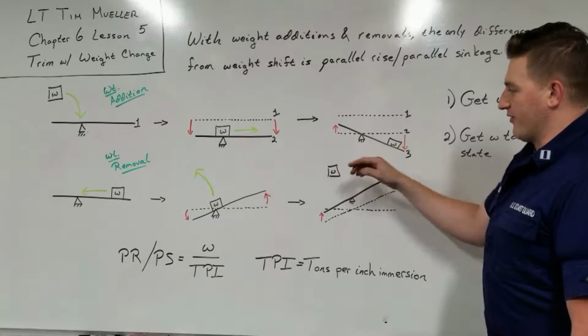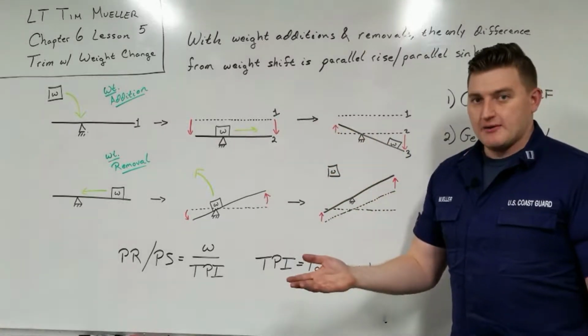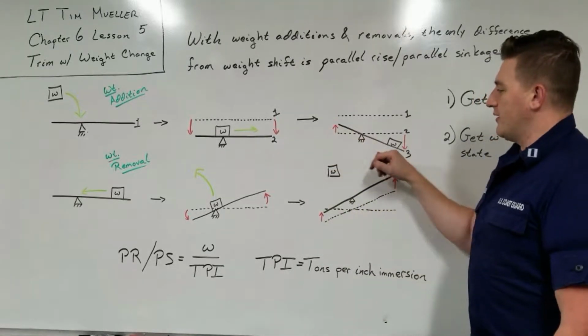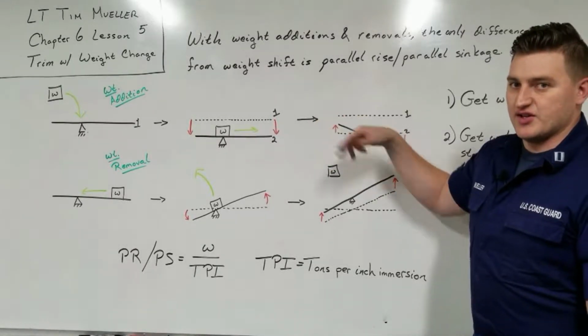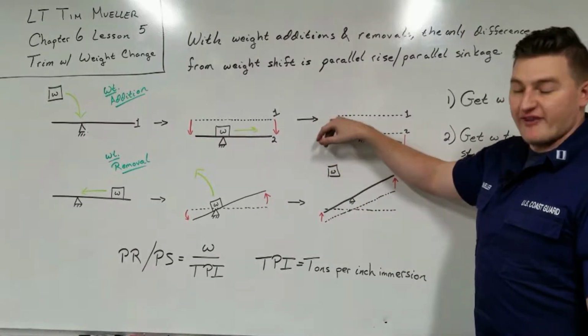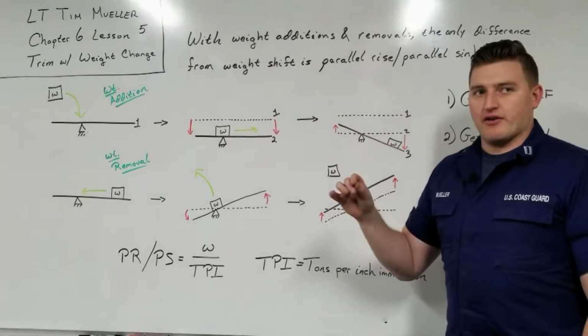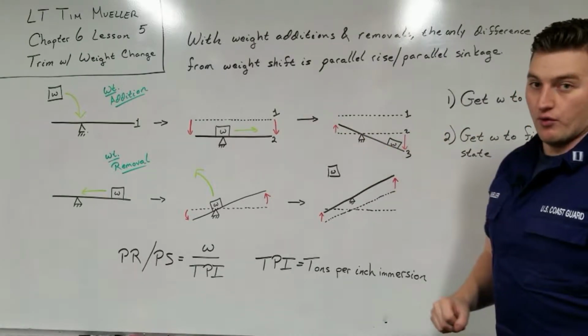Now aft, however, it's going to be positive because of the parallel sinkage, but it's going to pop up a little bit due to the trimming. So we're going to have to add the parallel sinkage and then subtract the trimming moment, or sorry, the effects of the trimming moment. So now we have to do a little bit more housekeeping on all of our values and make sure that we're doing things correctly and in order.